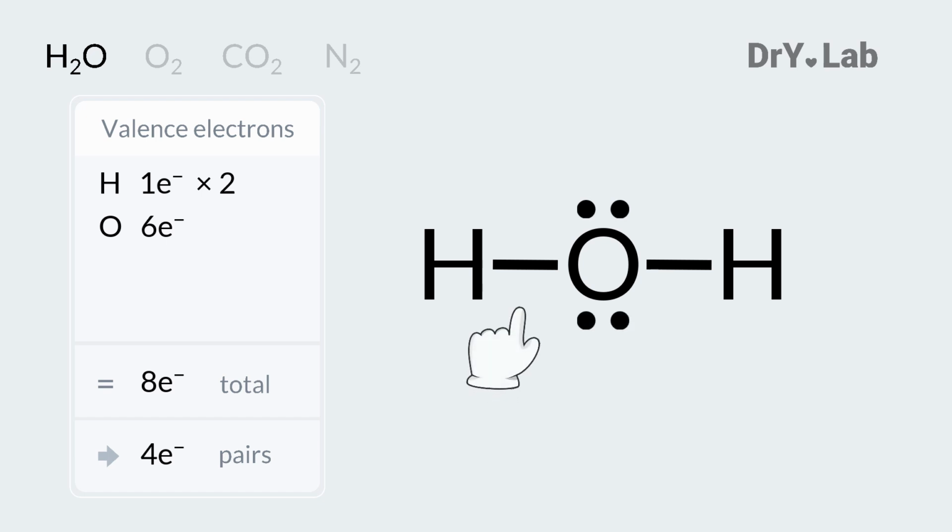Checking the structure now, hydrogen does in fact have a duet. Since both hydrogen atoms are bonded the same way, we can just analyze one and apply it to the other. And oxygen has 1, 2, 3, 4, 5, 6, 7, 8. So that's good. Oxygen has an octet of electrons.